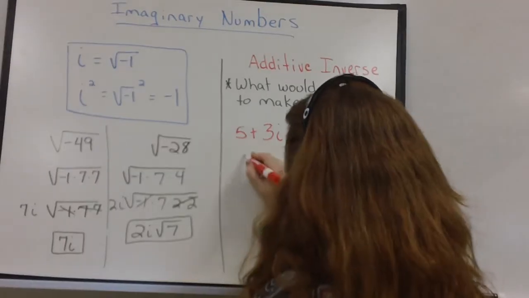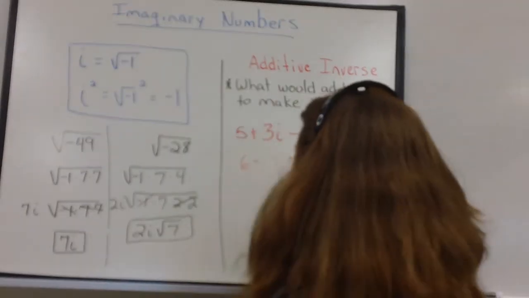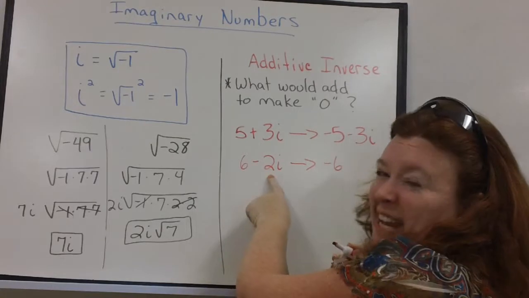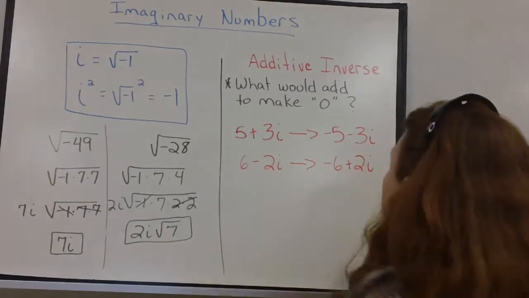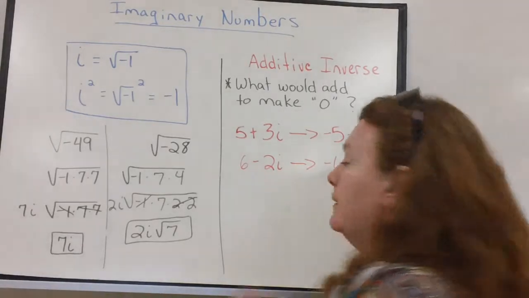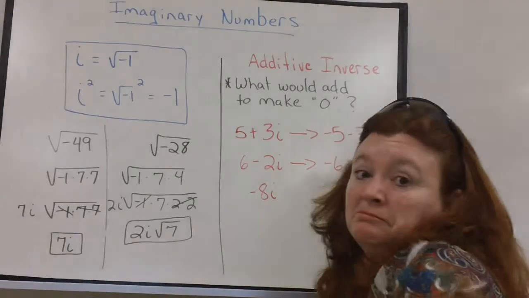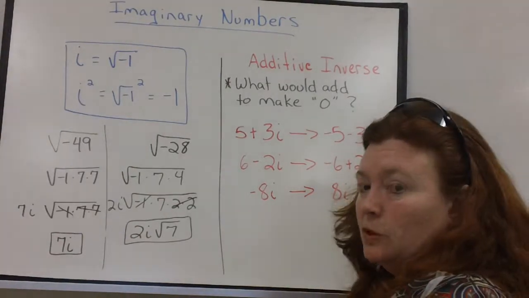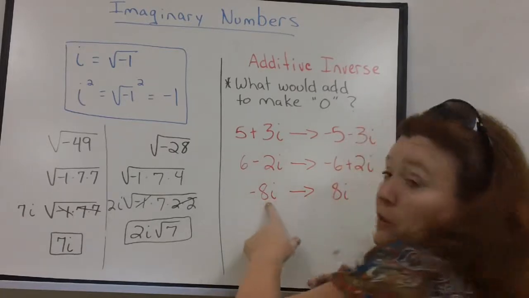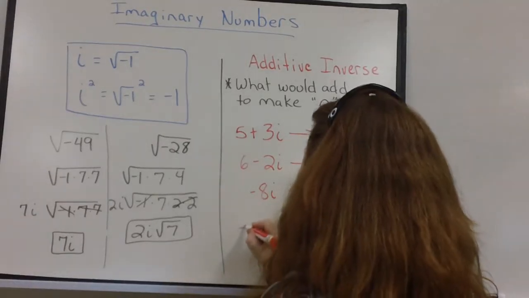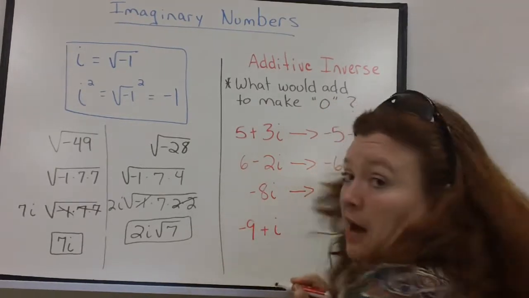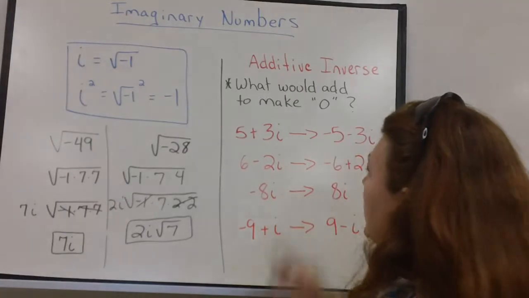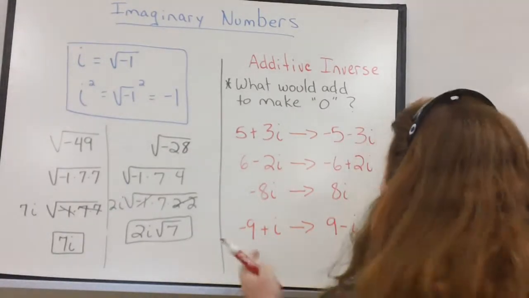Okay, what about 6 minus 2i? Well, what would add to 6? -6. What would add to a -2i? A +2i. What about if I did something like -8i? What would add to that to give me 0? +8i. Pretty simple. Don't make it too complicated. Just change both signs. Unless there's only one term, then you just change that one sign. -9 plus i. Well, the additive inverse would be positive 9 minus i. That's simple. All right, now these are kind of weird looking. We haven't really talked about that, so I want to bring that up next.